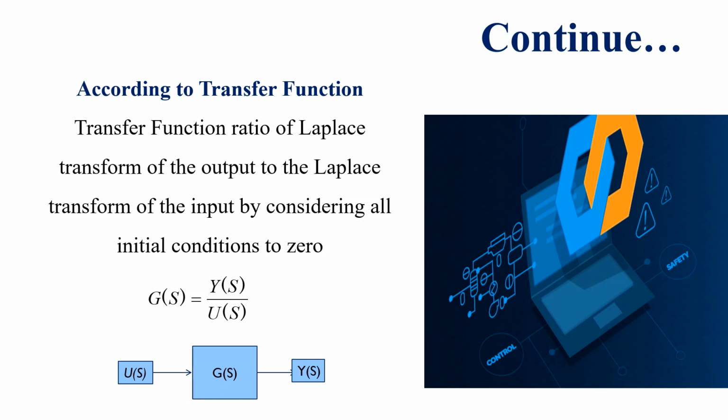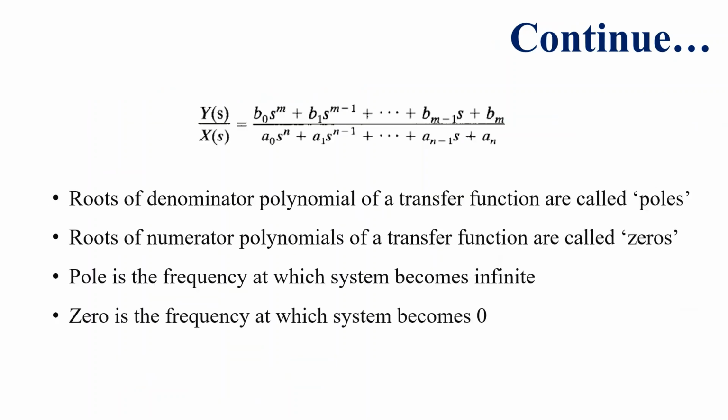As we know that transfer function is the ratio of Laplace transform of the output to the Laplace transform of the input by assuming all initial conditions to 0. Here we have the general representation of the transfer function of the system. The roots of denominator polynomial of a transfer function are called poles. The roots of numerator polynomial of a transfer function are called zeros.